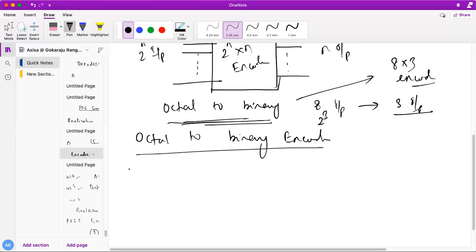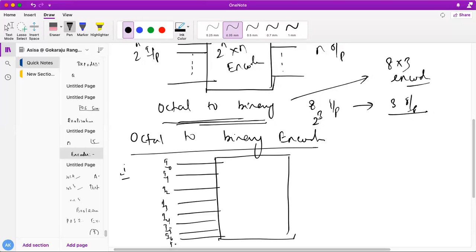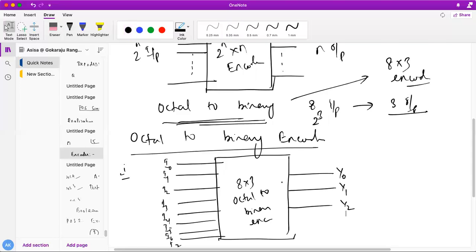Okay, so as we know that it's a combination logic circuit, we need to find out how many inputs and outputs are required for it. It mainly requires 8 inputs, let's say I0, I1, I2, I3, I4, I5, I6 and I7. These are my 8 inputs, and this is my 8 cross 3, which is the octal to binary encoder. It has 3 outputs, Y0, Y1, Y2.